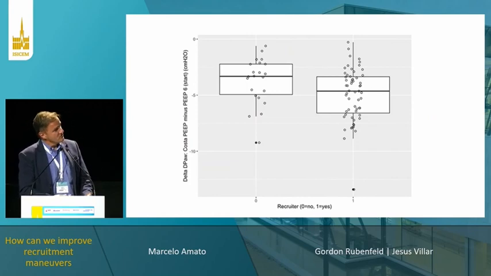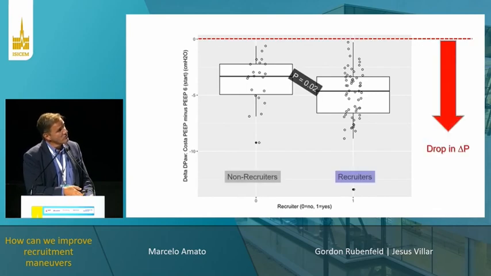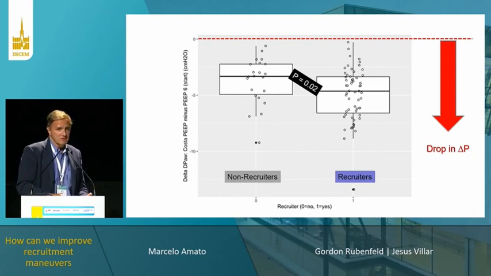Also, something that is very interesting about the Costa method is this. If I split the population now, not in tertiles, but just in half at the median value, I have high recruiters and low recruiters. And how much can I reduce driving pressure after the recruitment? A lot. You see some patients had a reduction of almost 10 centimeters of water in driving pressure, which is a lot.